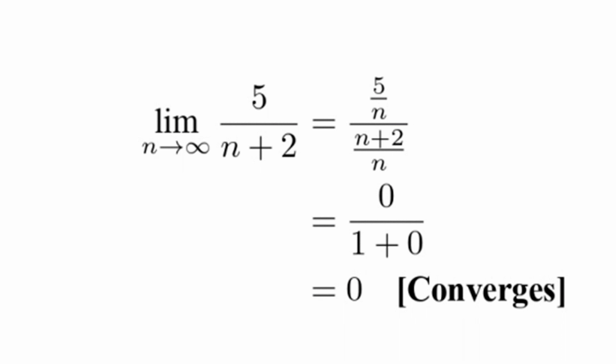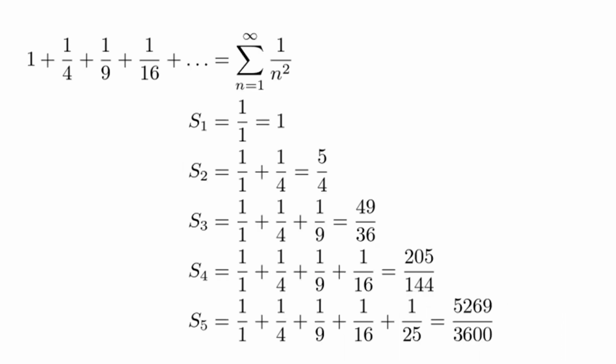So the result will be 0 over 1 plus 0, and then the result of the limit is supposed to be 0, and it converges. And for the next slide, we have a series set here.